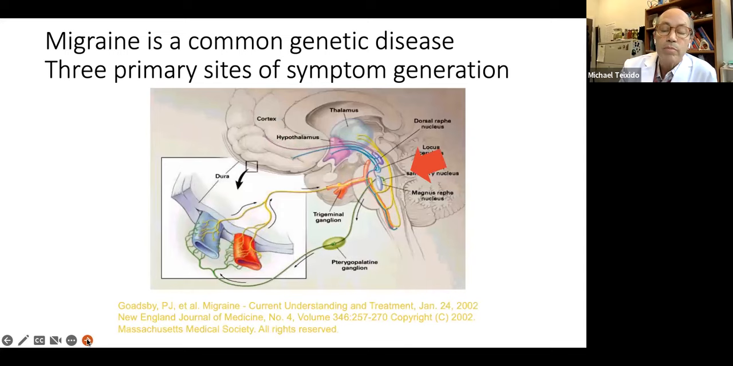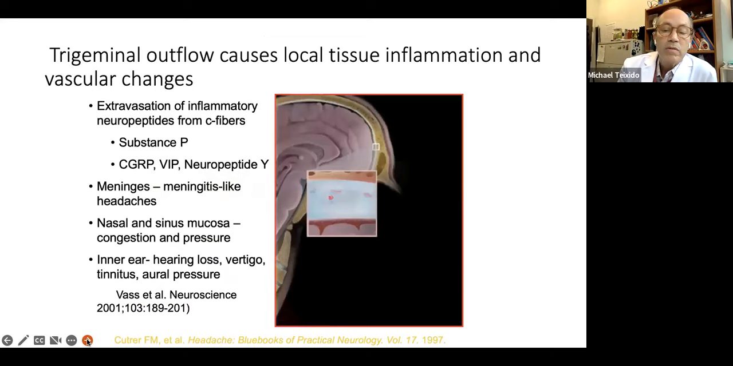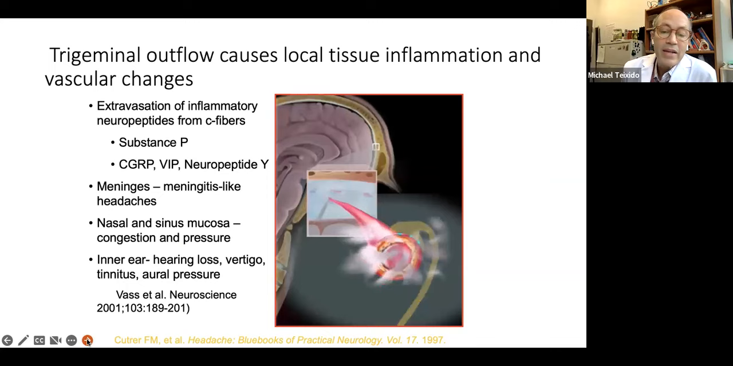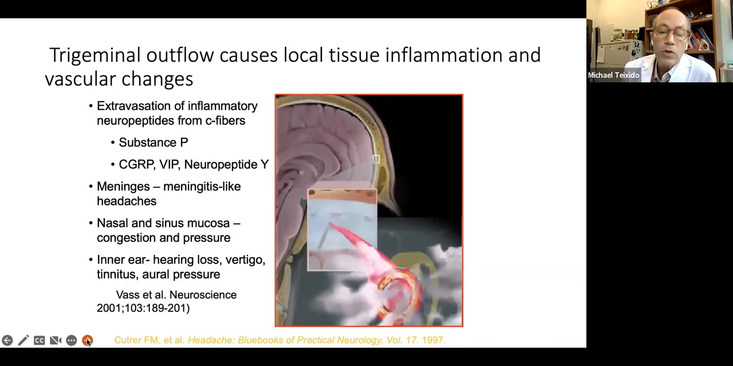What we really think is going on in migraine is that all of the blood vessels in the head are innervated by the trigeminal nerve, and specifically unmyelinated C fibers, which are loaded with inflammatory neuropeptides like substance P, VIP, neuropeptide Y, but most notably CGRP, calcitonin gene related peptide, which is a potent vasodilator. These are the agents which, like a venom, sensitize these blood vessels and cause them to hurt when they pulsate. If you want to ask someone what meningitis feels like, ask someone who has migraine.